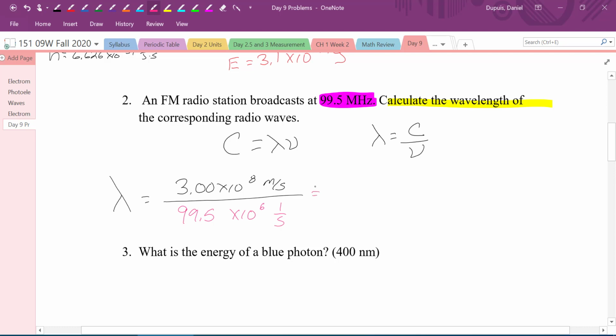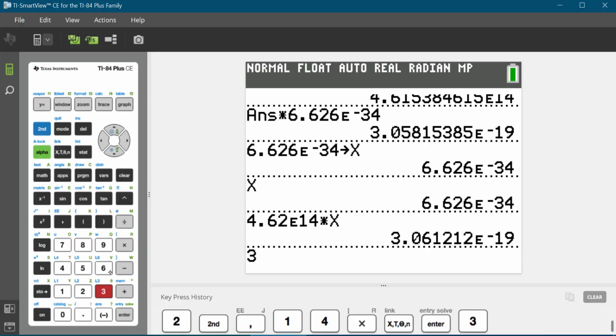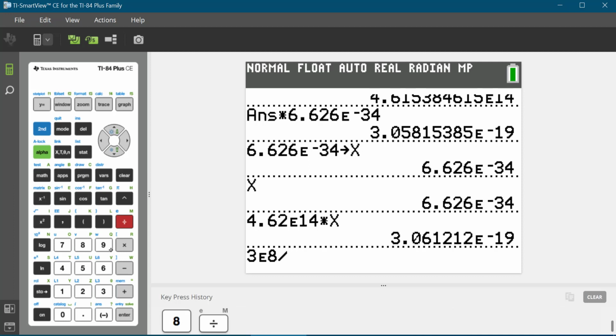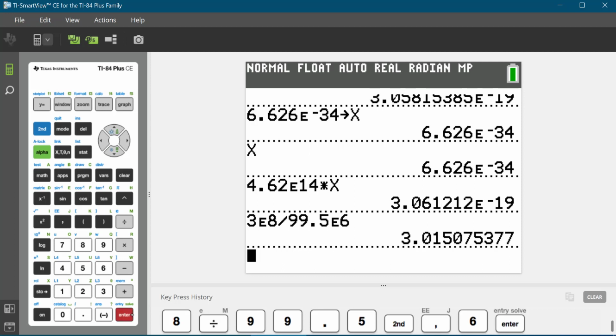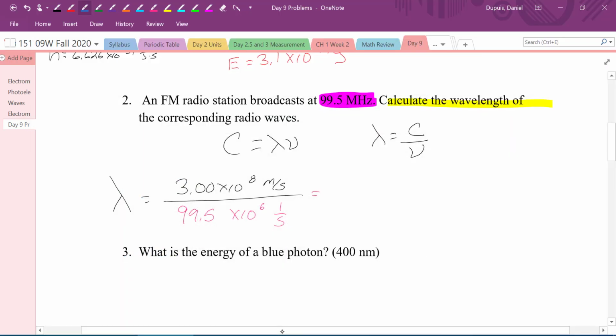And so my wavelength, 3 times 10 to the 8th divided by 99.5 times 10 to the 6th. I get 3.02 meters. Meters. There we go.